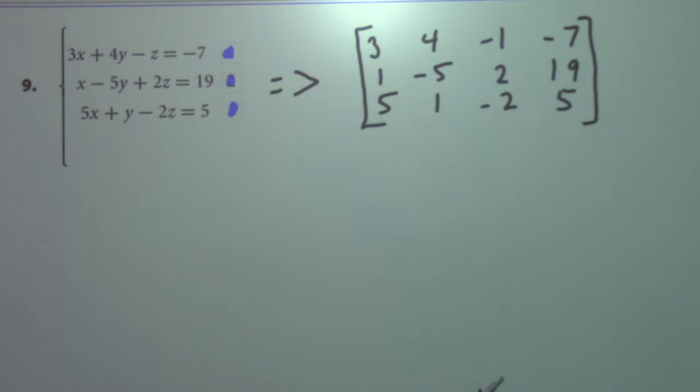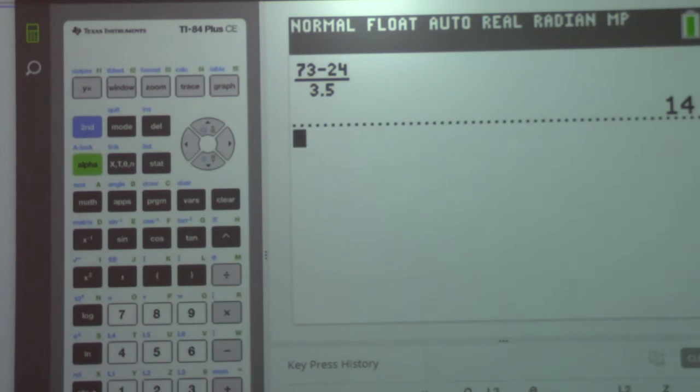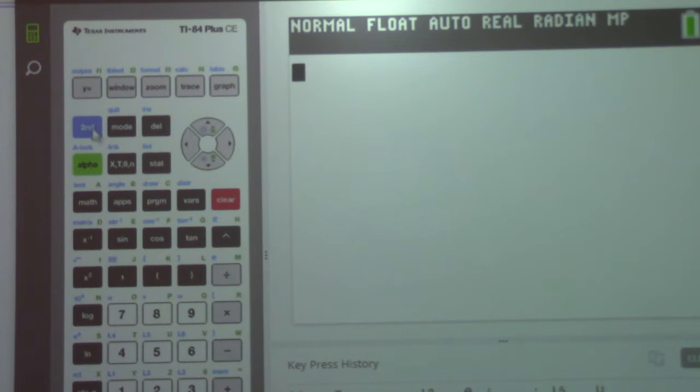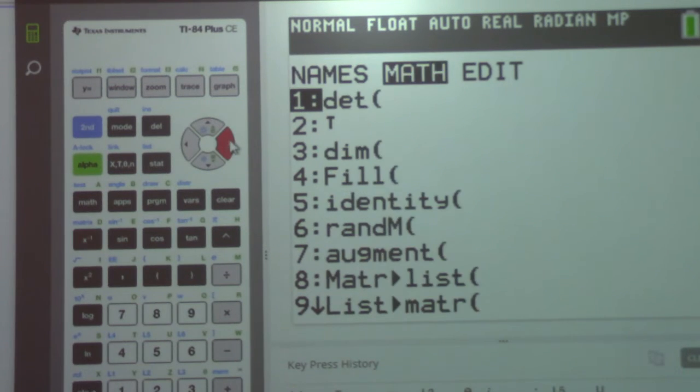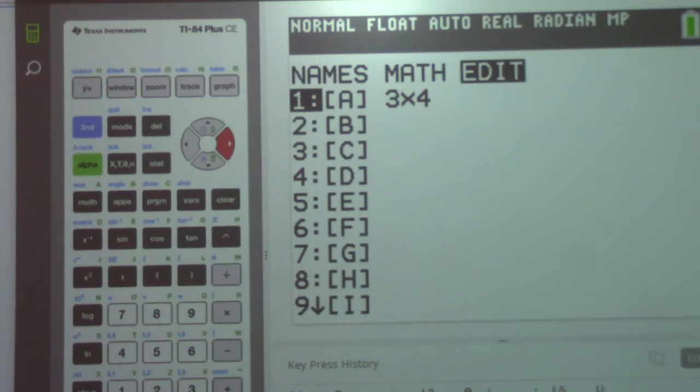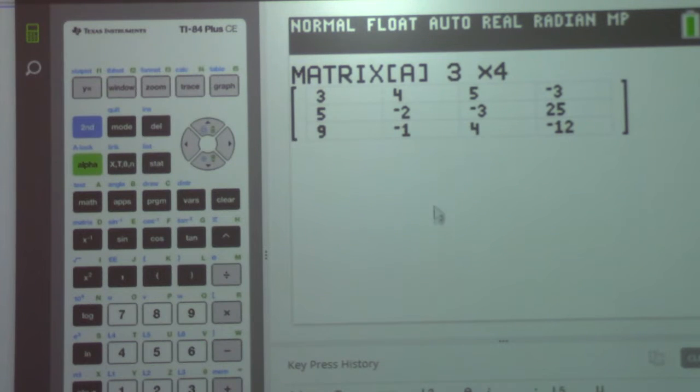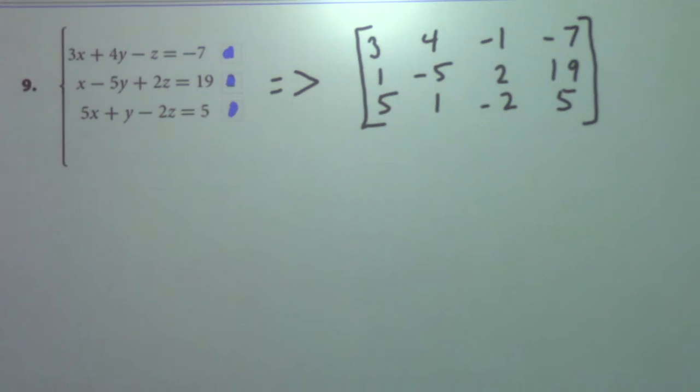So we go to our calculator. I'm going to clear that out. Go to second, matrix, and then come over here to edit. Then you press edit, and what we have is a 3-row by 4-column matrix. We have what's called a 3-by-4 augmented matrix. So 3, 4, -1, and 7.